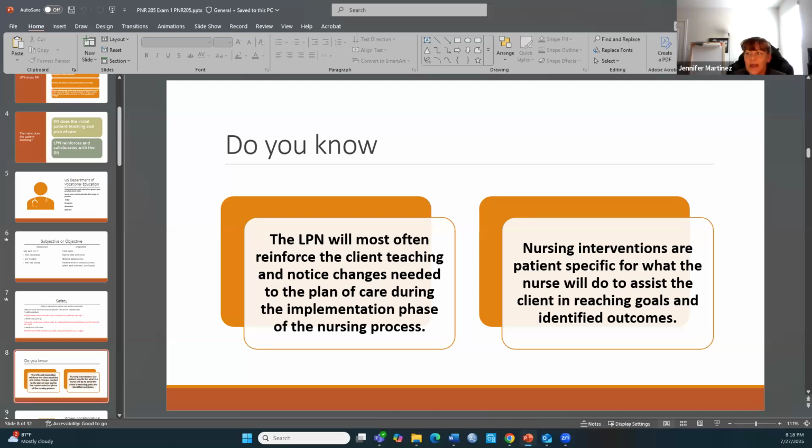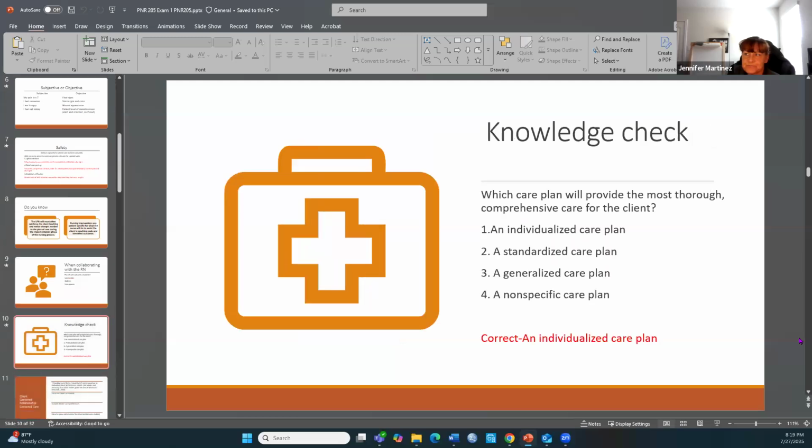Nursing interventions are patient specific for what the nurse will do to assist the client in reaching goals and identified outcomes. So when we write our care plans and we're looking at the interventions, there are some generalized interventions out there, but we want to try to gear them individually to our patients. And then that will help us to meet their outcomes.